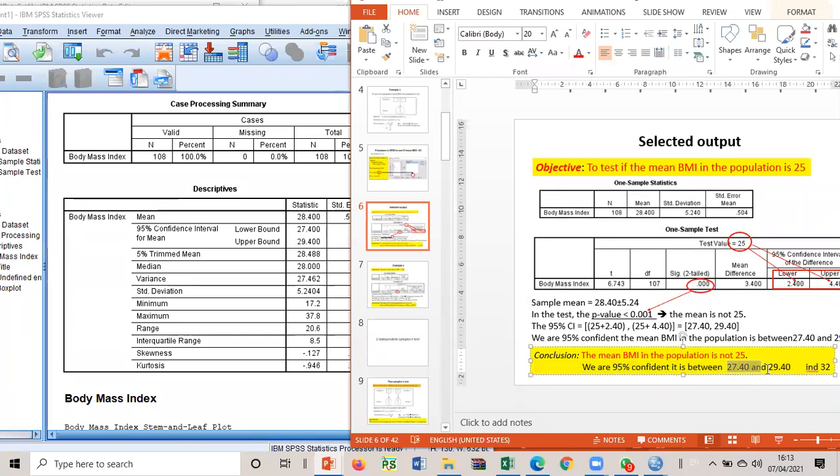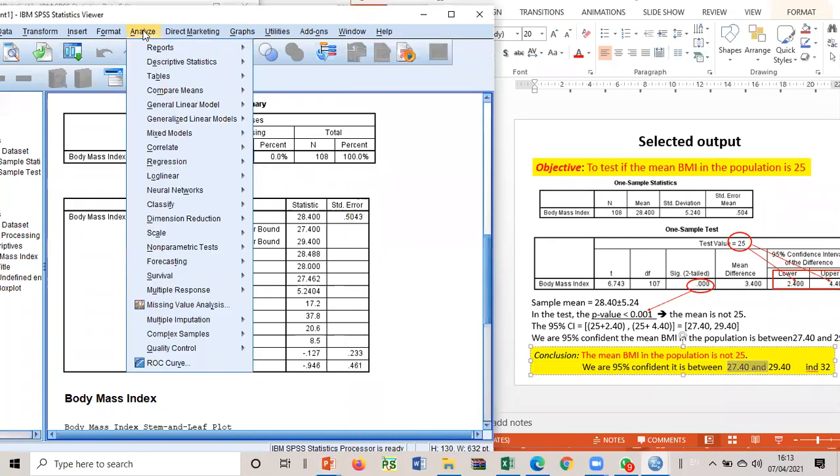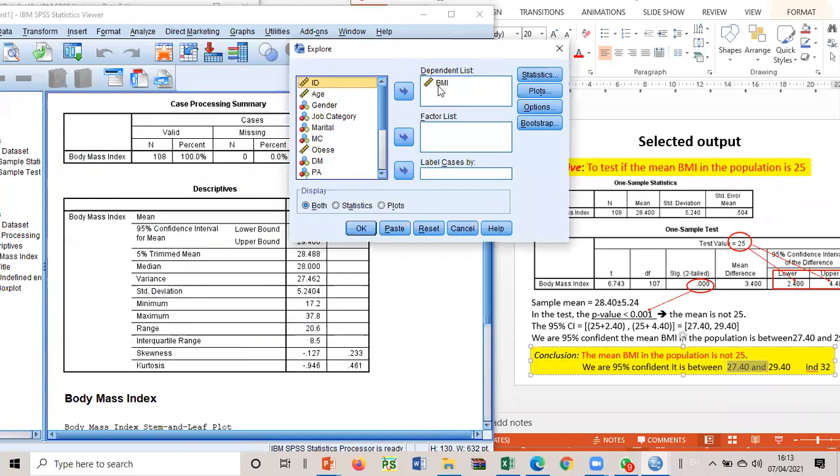Prof, could you repeat how you got that? Go to Explore and then? Analyze, Descriptive Statistics, Explore. This one we did last class, right? Okay, prof. Which variable? BMI. So bring BMI in. That's all. Just click OK.